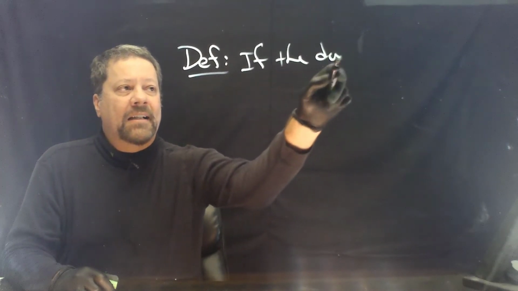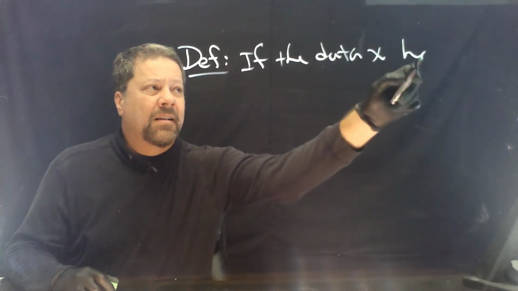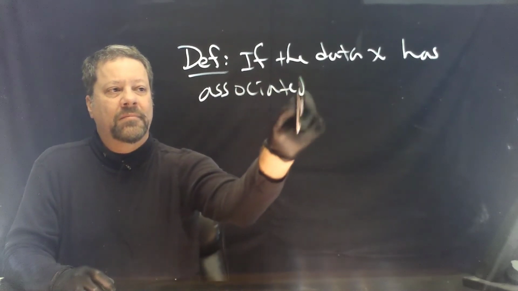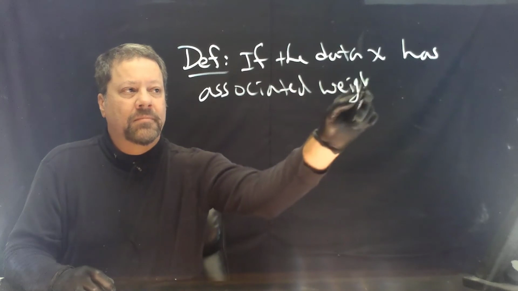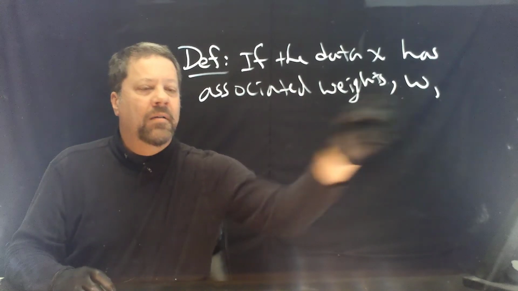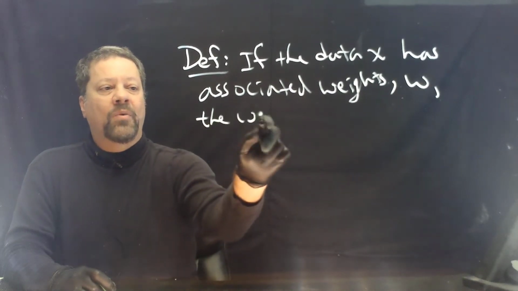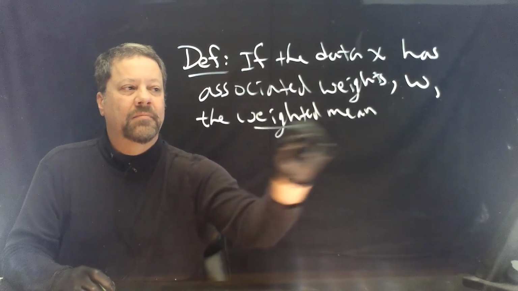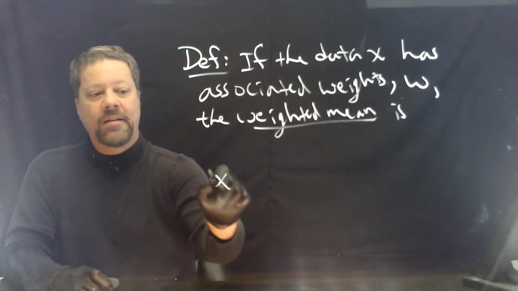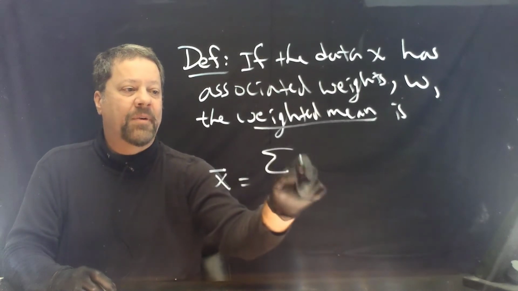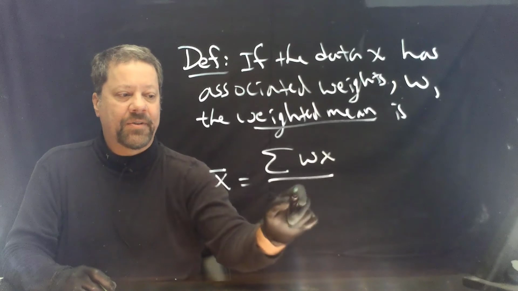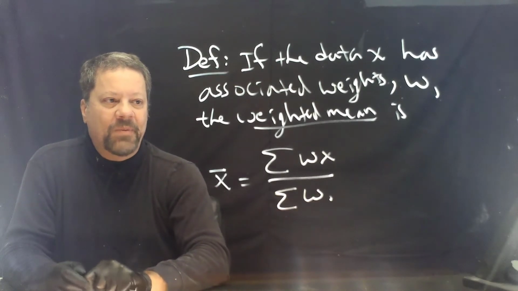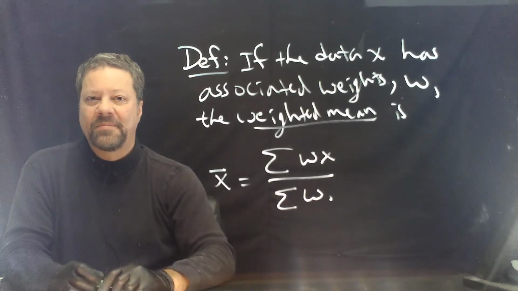If the data X has associated weights, the weighted mean is as follows. You add up the weights times the data values and you divide by the sum of the weights. By the way, this is the way in which I calculate grades.